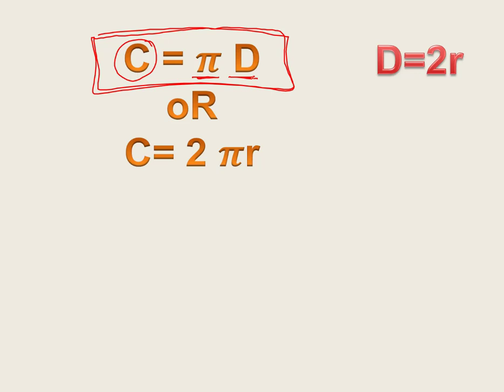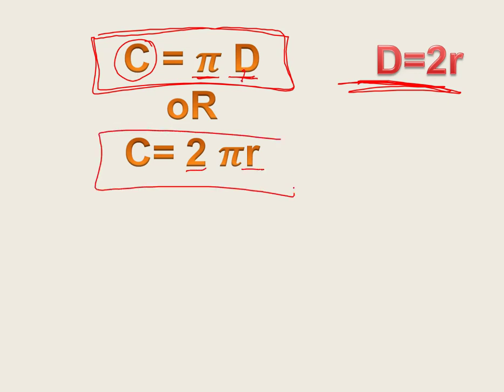Okay, as I told you before, the diameter equals 2R. D equals 2R. So we substitute here the diameter by 2r. So we get the same rule: C equals 2 pi r. So we have two rules now. Okay, two different expressions to find the circumference of the circle.